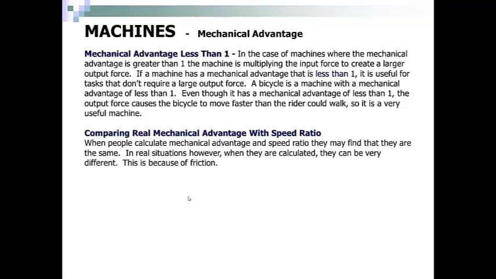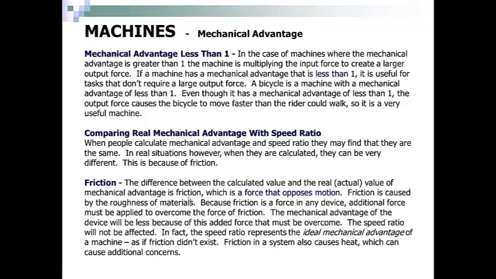Comparing real-world mechanical advantage with speed ratio. When people calculate mechanical advantage and speed ratio, they may find that they are the same. In real situations, however, when they are calculated, they can be very different. This is because of friction. Friction is the difference between the calculated value and the real or actual value of the mechanical advantage. Friction is a force that opposes motion. Friction is caused by the roughness of materials.